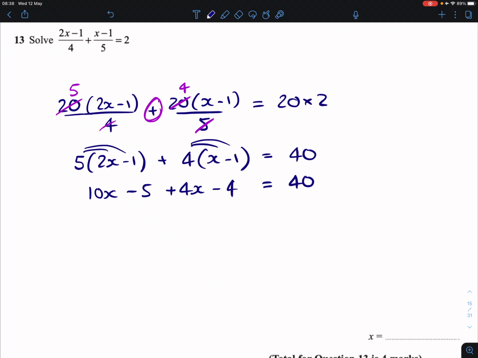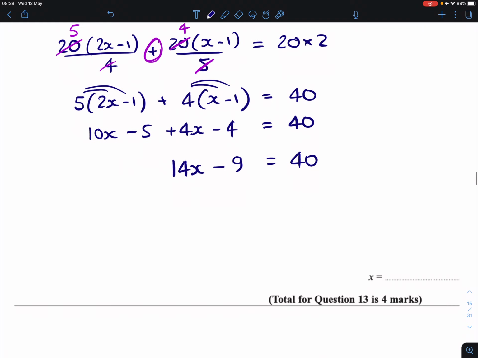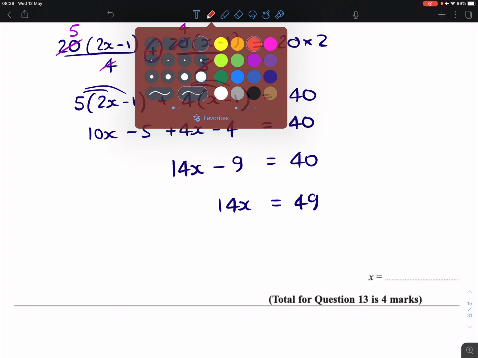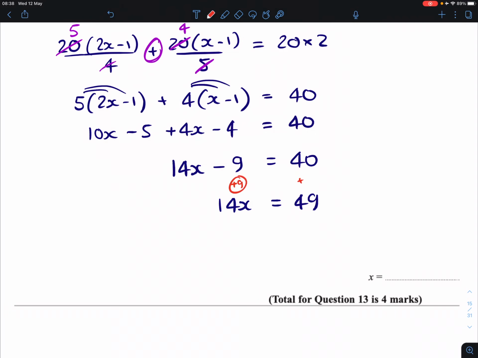I tidy up the letters on the left. 10x plus 4x is 14x. Minus 5 take away 4 is minus 9. And now I've just got to get x by itself. So we add 9 to both sides to give us 14x is 49. I forgot to write that in. So we add 9 to both sides. And then we're going to divide both sides by 14. So x will be 49 over 14, which simplifies to being 3.5. Done.